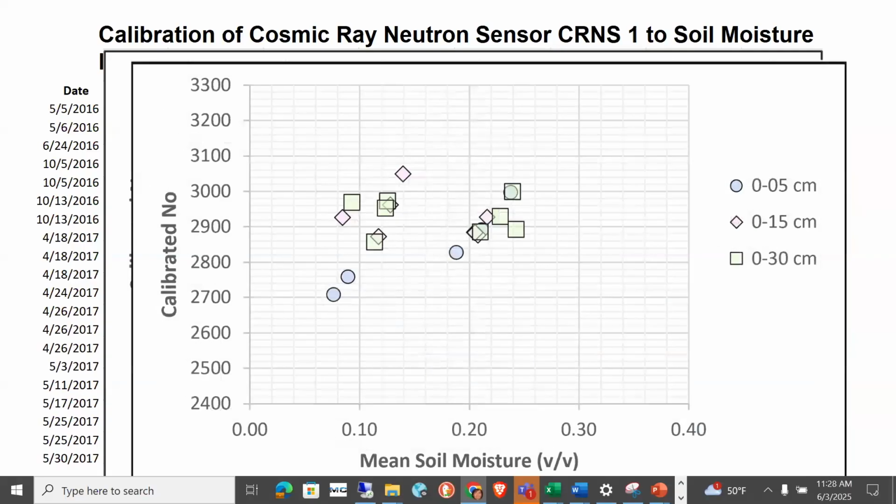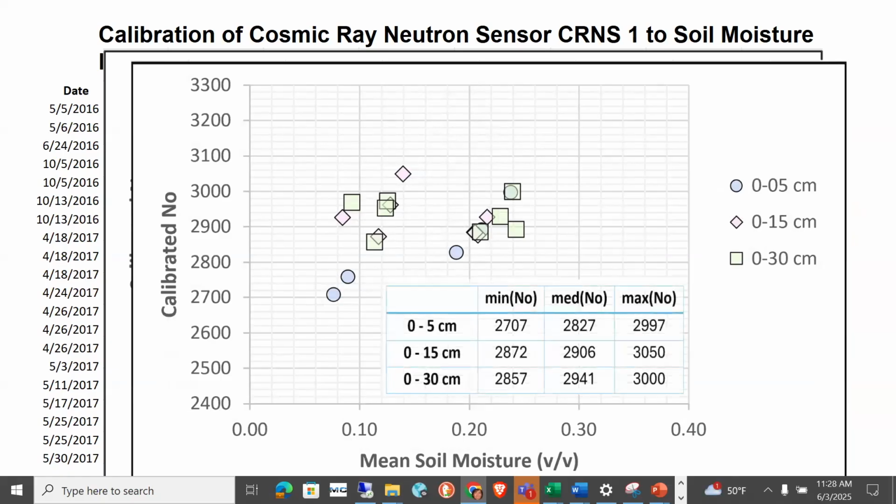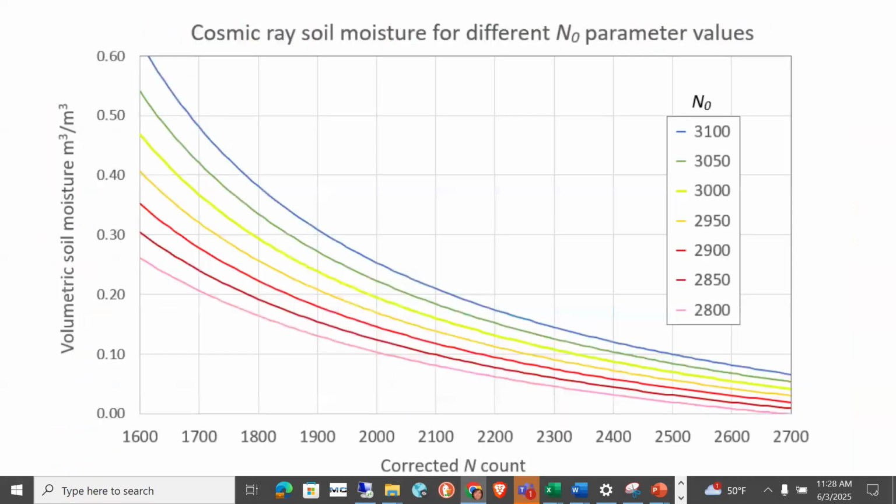And then you might say, well, that's not really fair to compare 5 centimeter to the 30 and 15 when we had a lot more dates. So I removed all of the dates that we did not have a 30 or 15, and this is what it looks like. So we still see more variability with the 5, but not quite as extreme. So this is the range of numbers that we see. Now we're looking at 2,700 to 3,000.